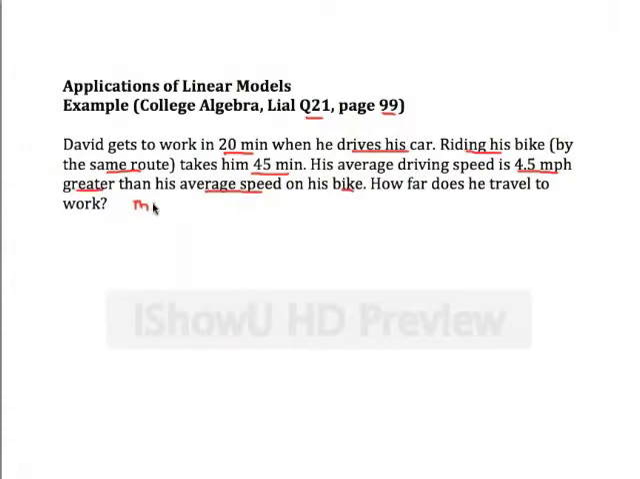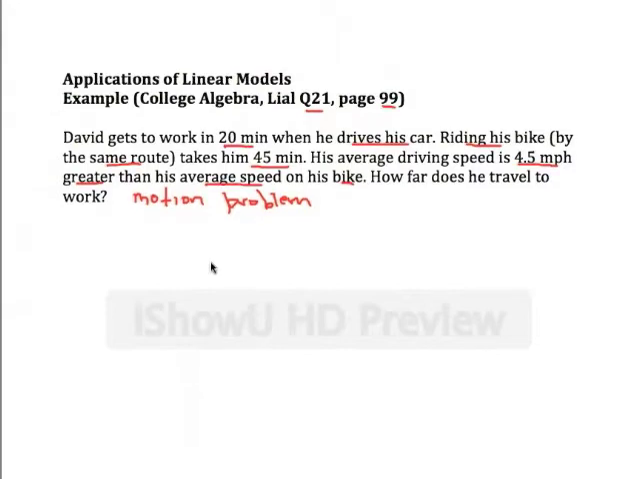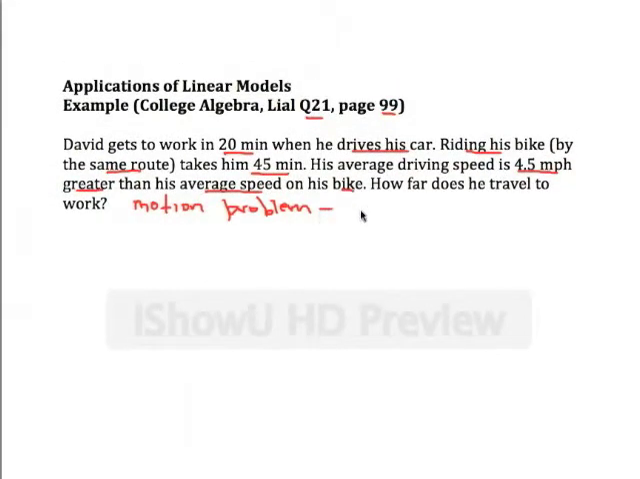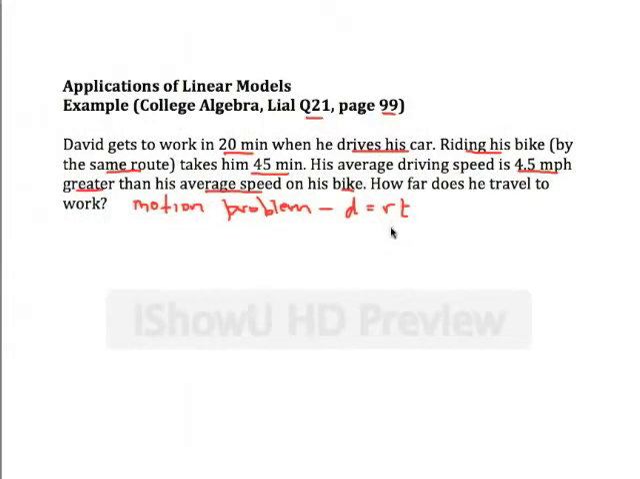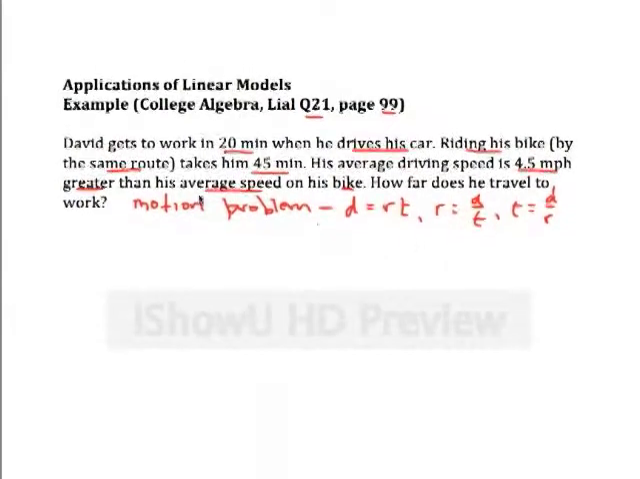Now this is what we call a motion problem, because it involves speed or a rate, okay? It involves time, and it involves a distance. And for a motion problem, we need to keep in mind the following relationships. The distance travelled, d, is equal to the rate times the time. For example, if you're travelling at 60 miles per hour for 2 hours you would travel 120 miles. So also we could write this as the rate being the distance over the time, or we could write the time as the distance over the rate. Those three relationships are really the same.